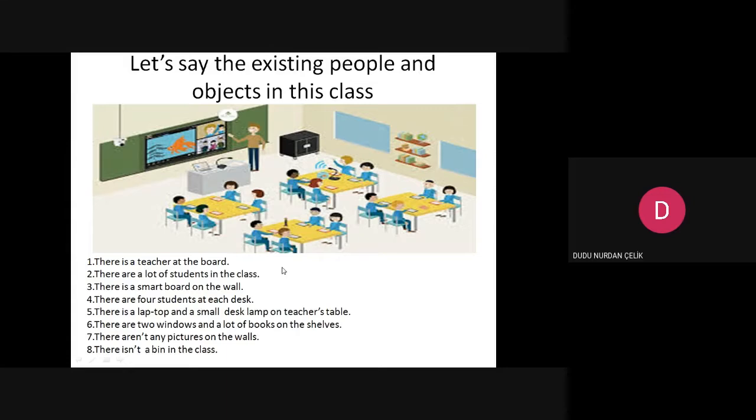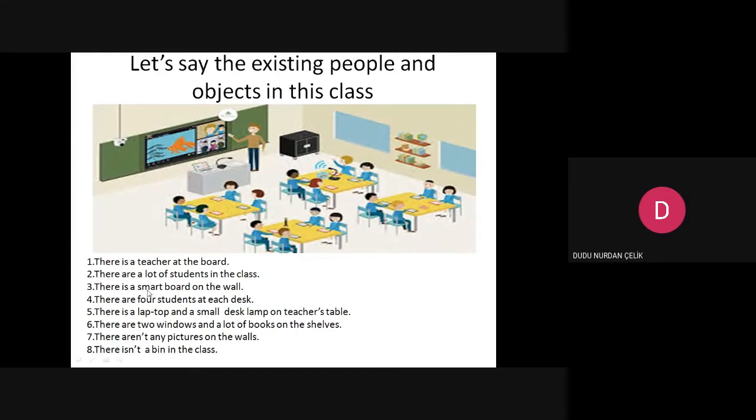Okay, now let's talk about them. We can see all this in this class. So we can say the sentences like there is or there are. There is a teacher at the board. We can see him at the board. Yes, he's at the board. There is one teacher, or there is a teacher at the board. But a lot of students, and we say there are a lot of students in the class.